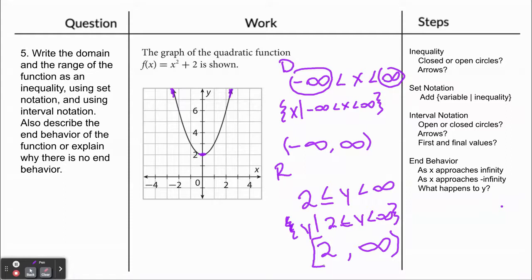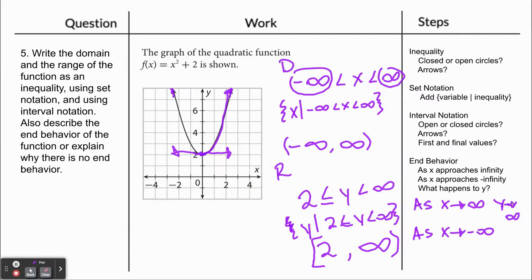Now for the end behavior, the way that we write end behavior is as x approaches infinity. So as we go to the right on this graph, and then we also look at as x goes towards negative infinity, or as we go to the left on the graph, what is happening to the y value? As x goes towards positive infinity, it looks like the y value is increasing. So y goes towards infinity.